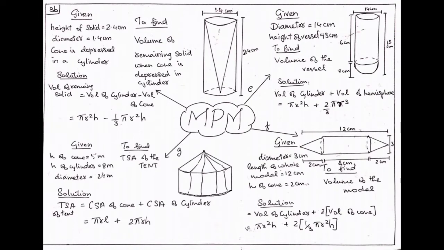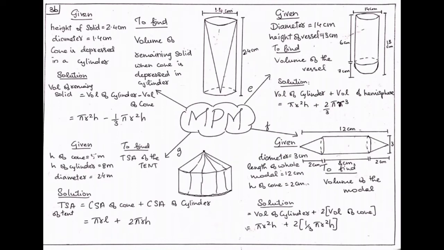In MPM, next up we have a cylinder mounted on a hemisphere, where the diameter is given as 14 centimeter and the height of the vessel is 13 centimeter. To find the volume, we have to use the formula volume of cylinder plus volume of hemisphere, which is pi r square h plus 2 by 3 pi r cube.